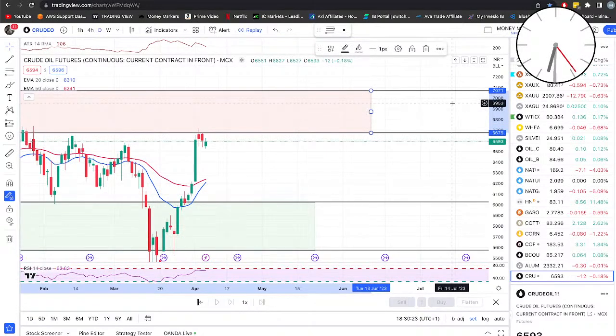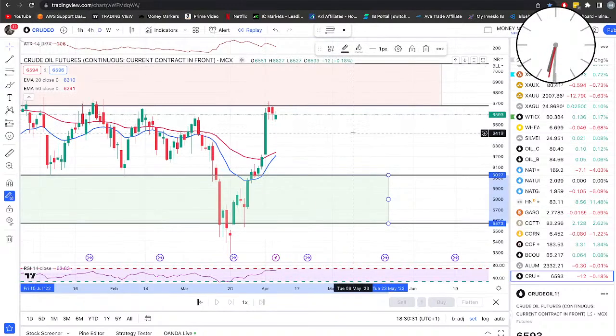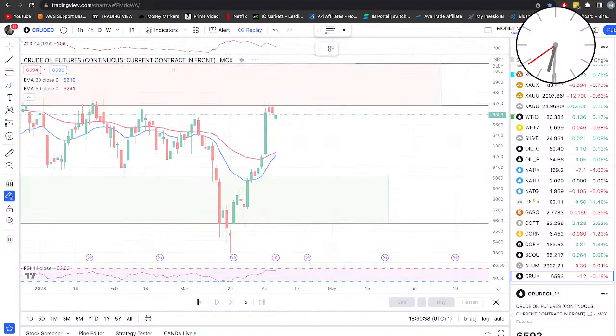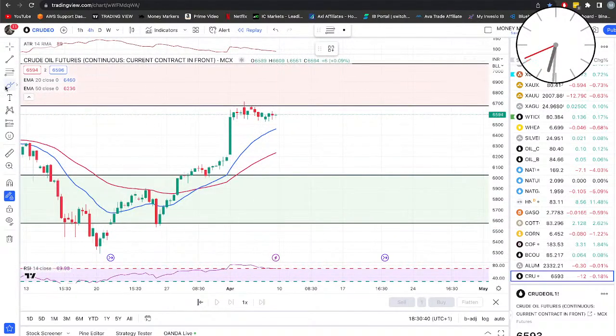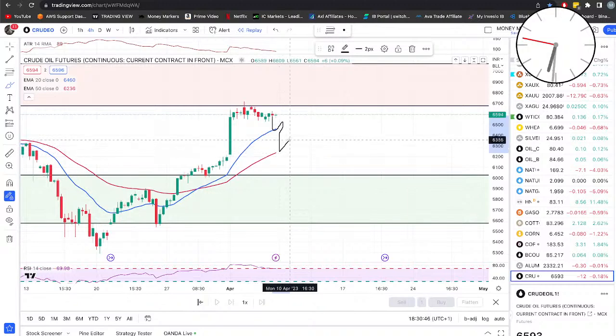So it's 6675, and that goes up to 7071. That's your resistance zone. And then you have a support zone below, 5573 going up to 6027. So have these zones on your charts. For crude oil, I'm expecting a good push down at least till the 20 EMA, a little bounce, and then it can fall to the 50 EMA, and then maybe a good bounce.